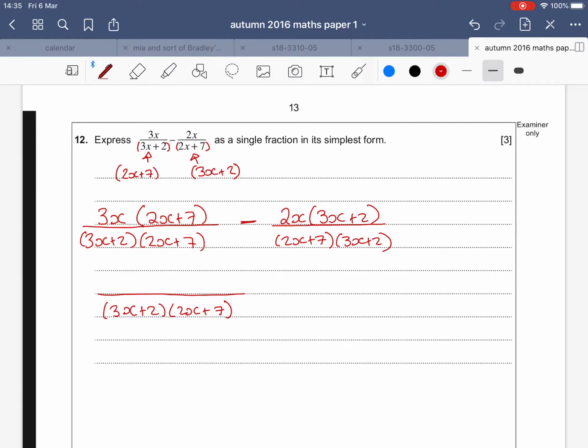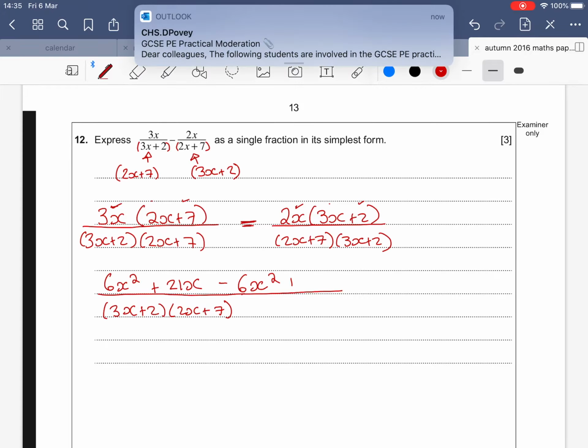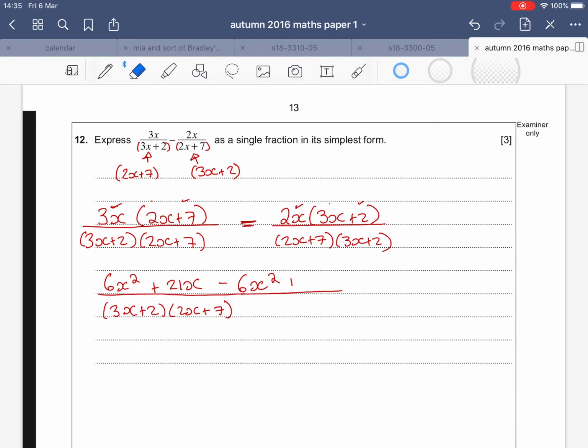So I'm just going to expand my top now. I'm going to do 3x times 2x, that's 6x squared. Then I'm going to do 3x times 7, that's 21x. Now I'm subtracting 2x times 3x, so subtract 6x squared, and then 2x times 2, so that is, I wouldn't put plus either. I would keep that as a minus because you've got to take it away. So we've got minus 4x.